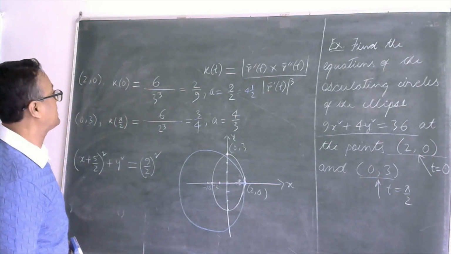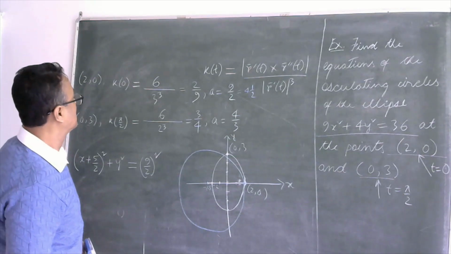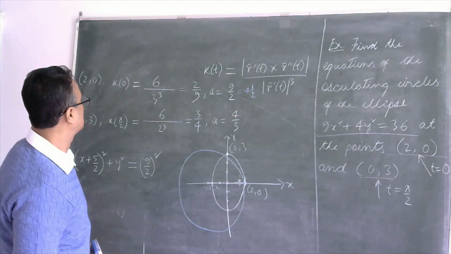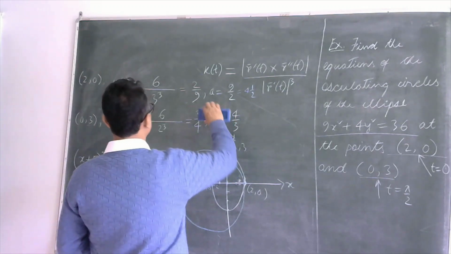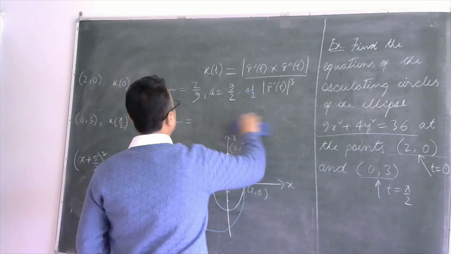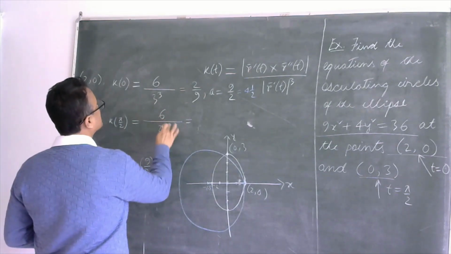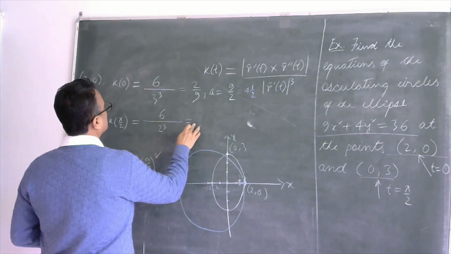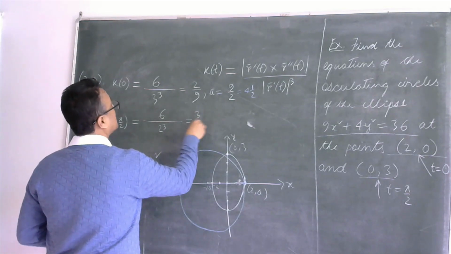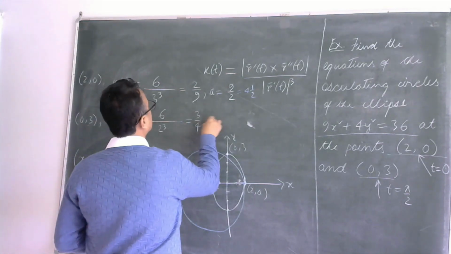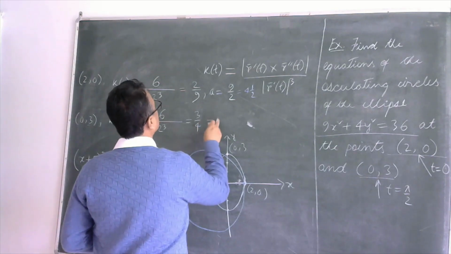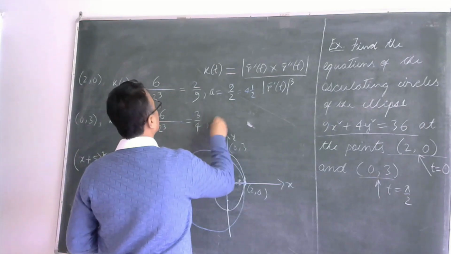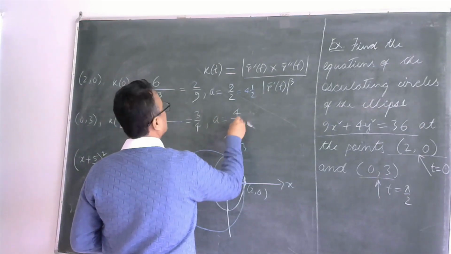Now if I come to the other point, is it 3 by 4? No, I made a mistake here. Sorry, it is not 3 by 4. It is going to be 6 by 8, right? So it is 4 by 3. Okay, so A is 4 by 3.